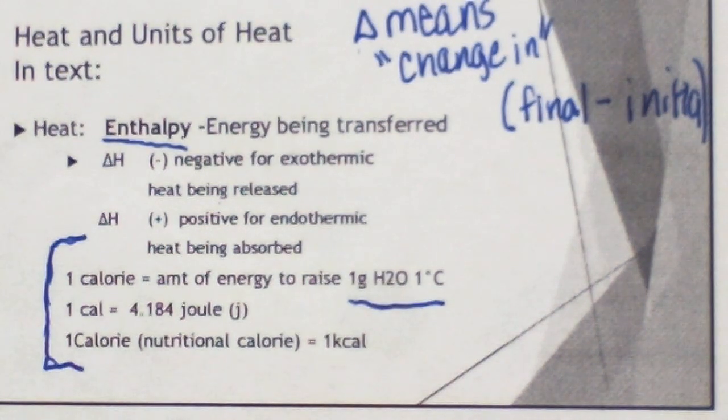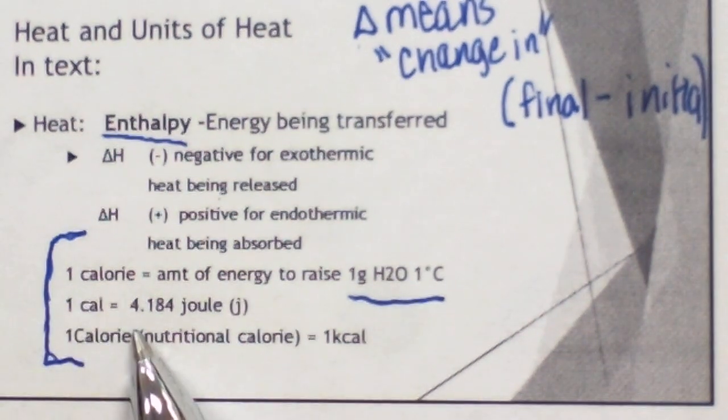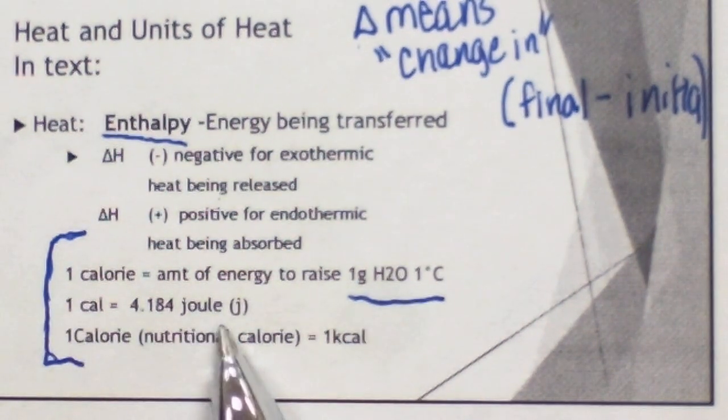And then, as a conversion, we have 1 calorie is equal to 4.184 joules. So joules is really the unit of energy that we use more often. We use joules more often than we use calories.